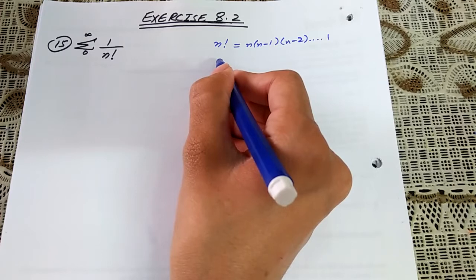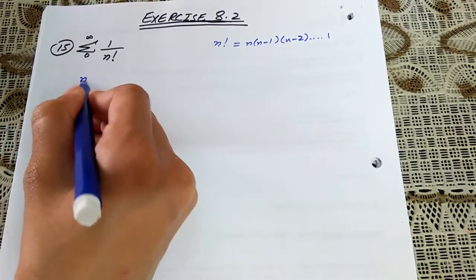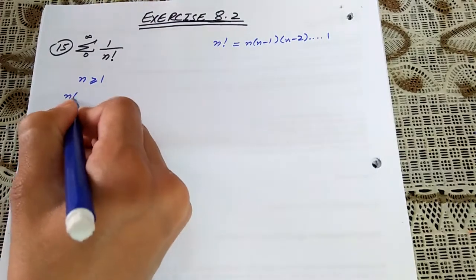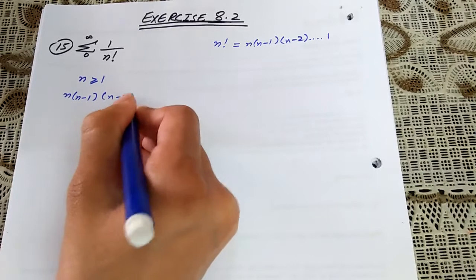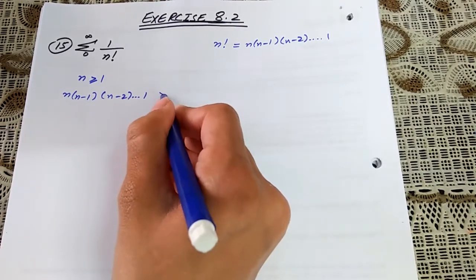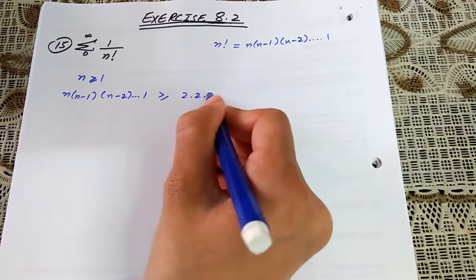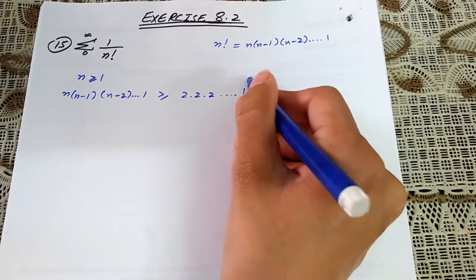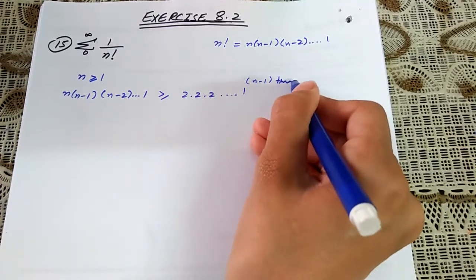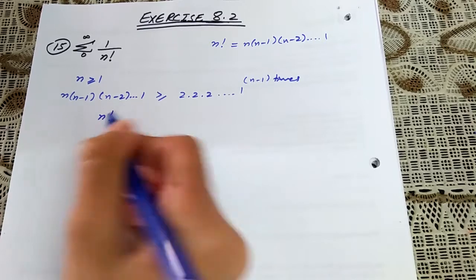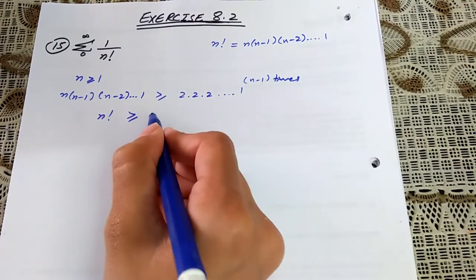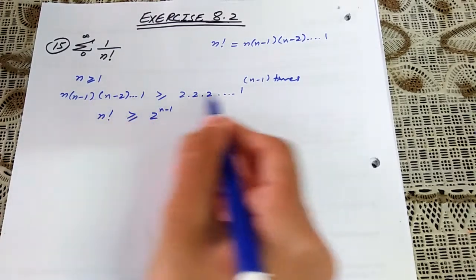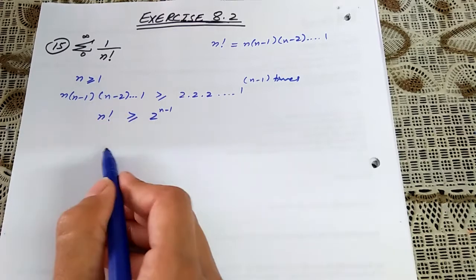And we also know that if n is greater than or equal to 1, then this n factorial, that is n into n minus 1 into n minus 2 up to 1, will be greater than or equal to, if we just multiply 2 up to n minus 1 times, that is n minus 1 times. And this thing we know is n factorial, so n factorial will be greater than or equal to 2 raised to power n minus 1. And this holds for n greater than or equal to 1.